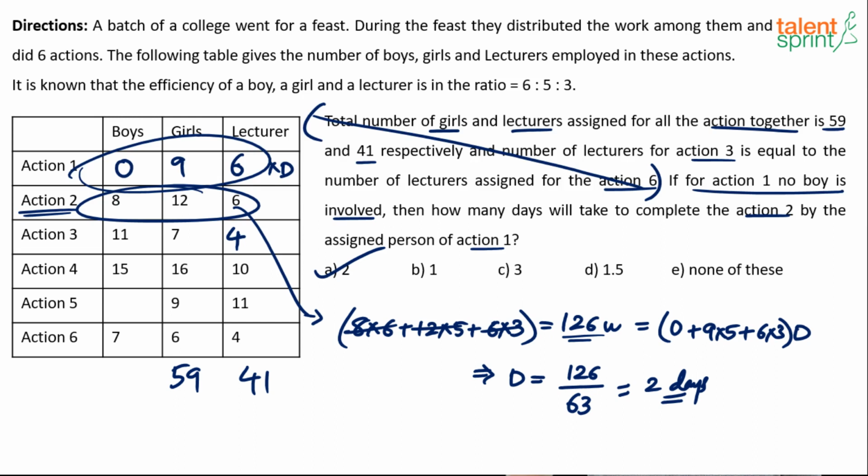It's easy, but the actual total number of days cannot be estimated. He says for action 1, number of boys, no boys involved, then how many days will it take to complete action 2 by the assigned persons of action 1? Yes or no? How many days will actually, strictly speaking, depend on the number of days required by this group to do action 2. For example, if this group does action 2 in 40 days, then this group will do action 2 in 80 days. Because for 1 day's work of this group, the first group takes 2 days. So for 40 days' work of this group, the first group will take 80 days. You understand? We've got the ratio basically 2 times. This is 1 day's work and this group is 2 days' work.